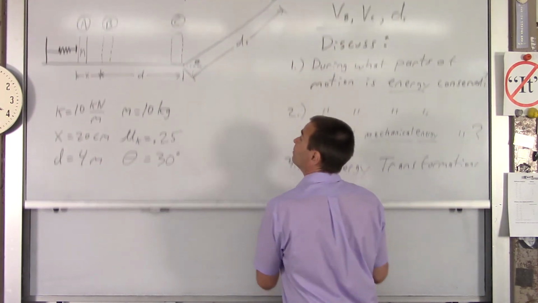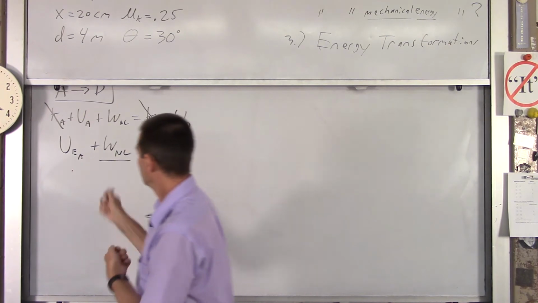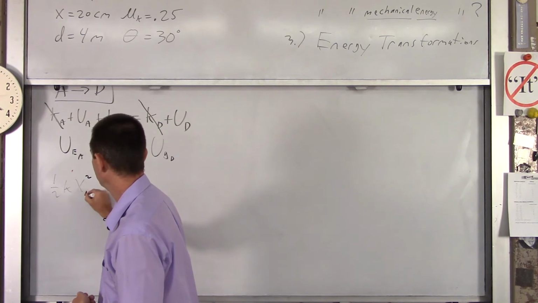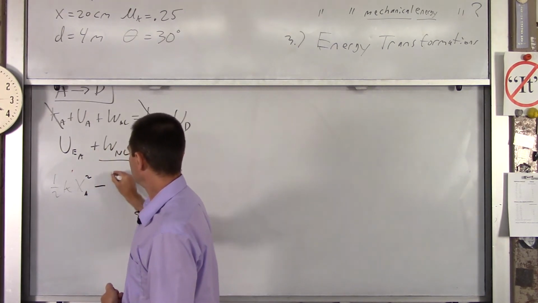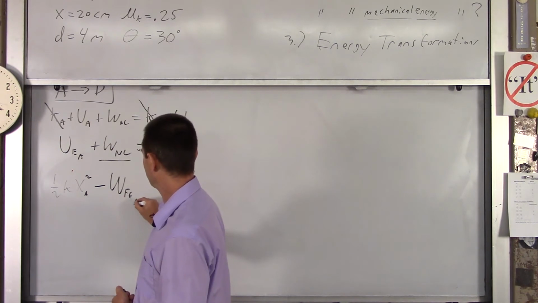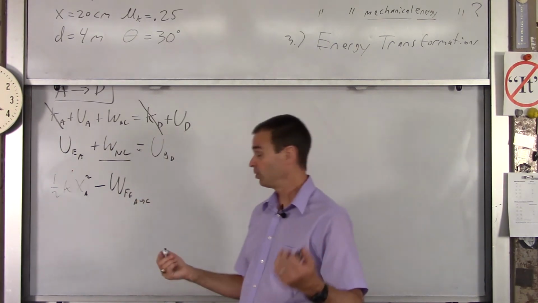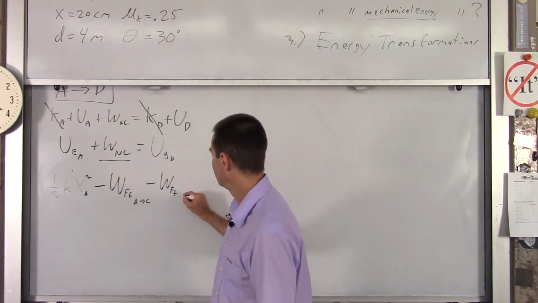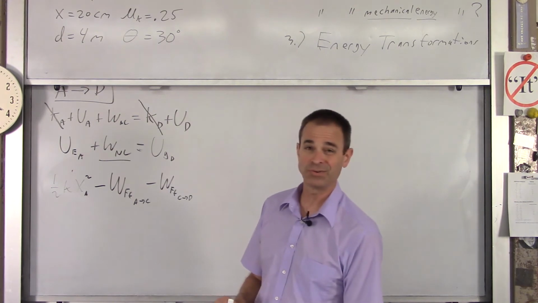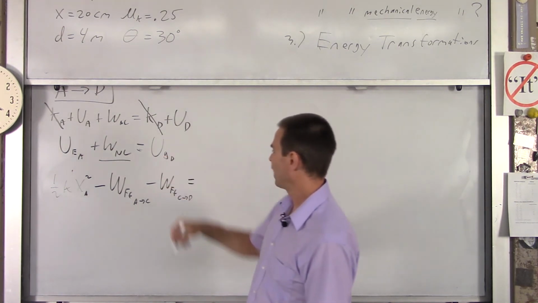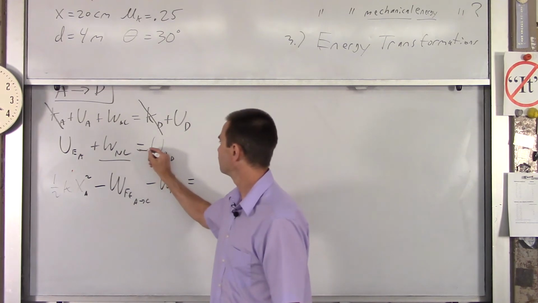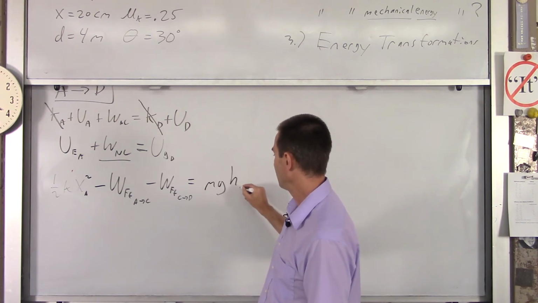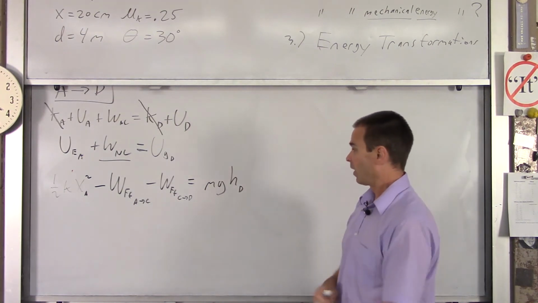So here's what we're going to do. Here, this is 1/2 k x sub a squared, okay, minus the work done by the force of friction from A to C, which I already know, it's 102.9. Minus the work done by the force of friction from C to D. That number I don't know, okay? That's going to equal gravitational potential energy, mgh at point D, okay?